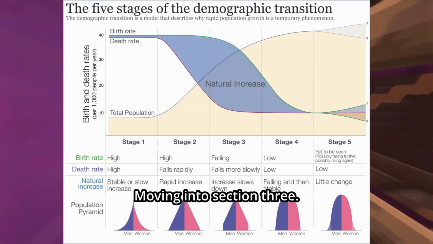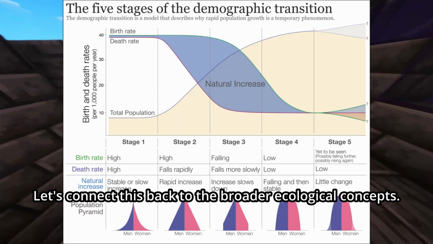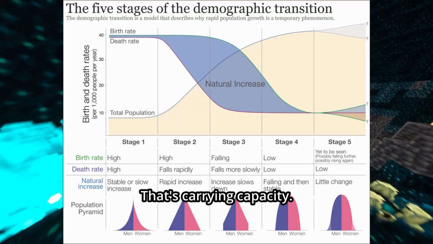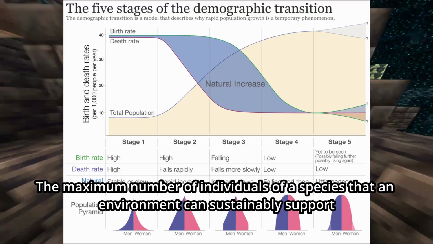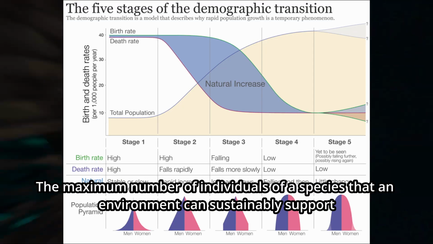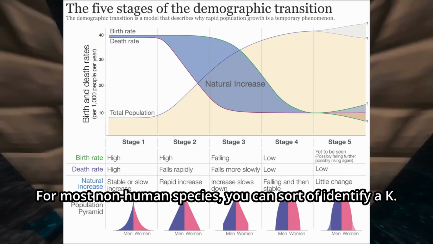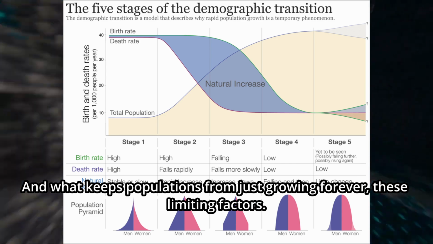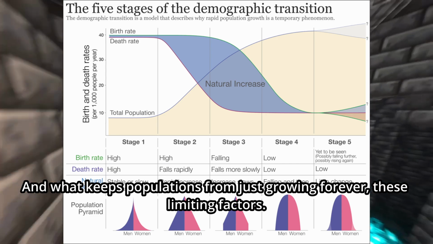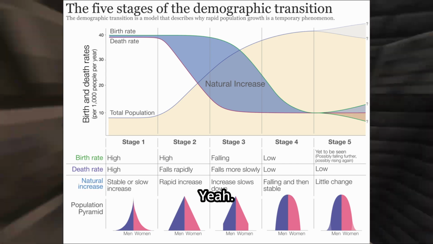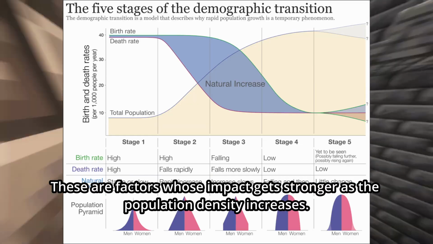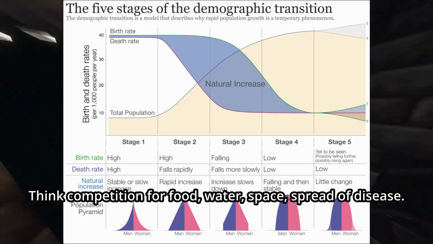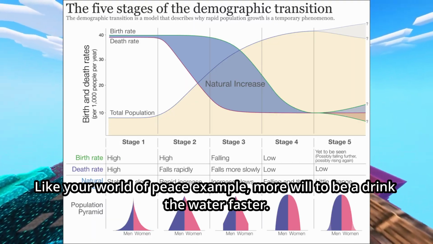Okay, moving into section 3. Let's connect this back to the broader ecological concepts. We talked about K for K-selected species. That's carrying capacity. Right, the maximum number of individuals of a species that an environment can sustainably support long-term. For most non-human species, you can sort of identify a K. And what keeps populations from just growing forever? These limiting factors. You have density-dependent factors. Yeah, these are factors whose impact gets stronger as the population density increases. Think competition for food, water, space, spread of disease. Like your wildebeest example, more wildebeest drink the water faster.